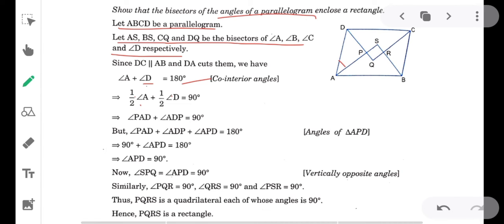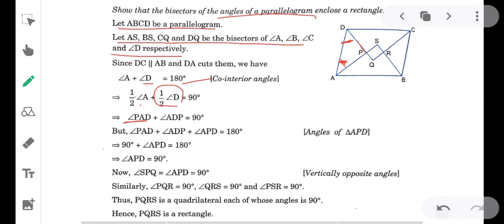Now half of angle A, that means angle DAP equals angle PAB, because AS is the bisector of angle A. So these two angles are the same, right? So half of angle A, we can write, is angle PAD, this angle. Like that, half of D we can write as PDA, this angle, or ADP.